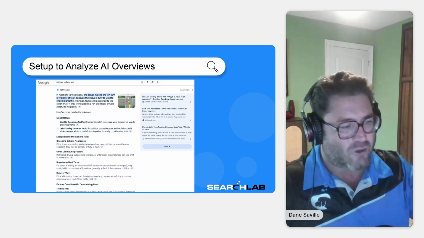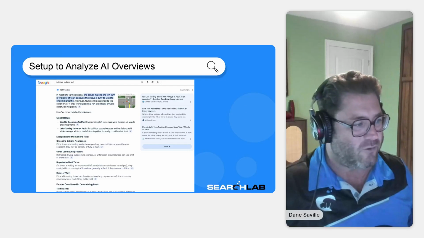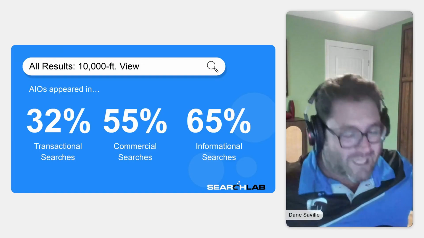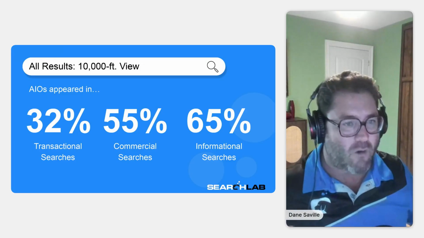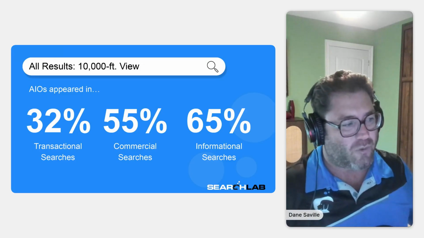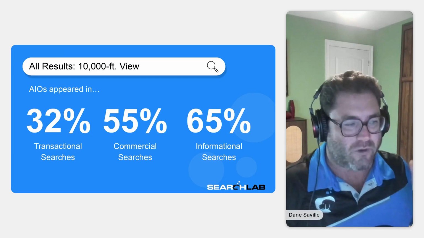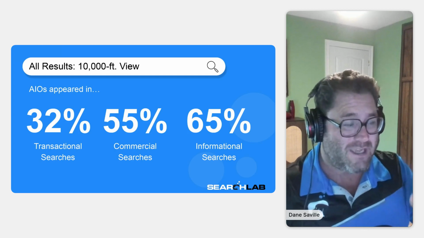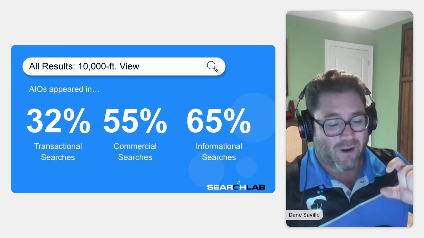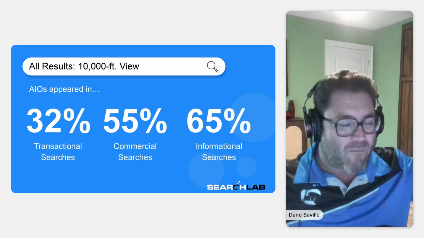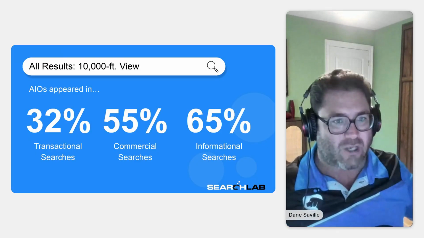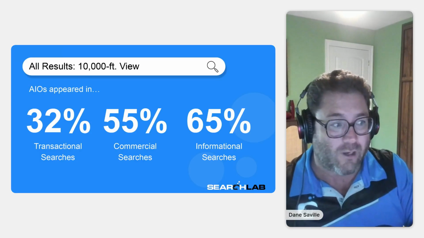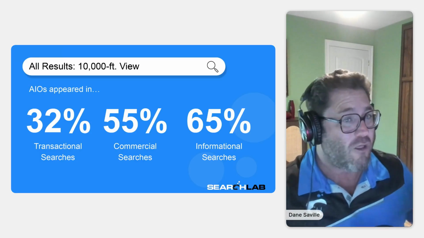So again, we just looked at those top 3 native citation panels. So, 10,000 foot view. Out of all the keywords that returned an AI overview within this study, 32% were transactional searches. Now, this is skewed because in legal, there was a much greater percentage of transactional terms populated, whereas in automotive, transactional was only like 3%.